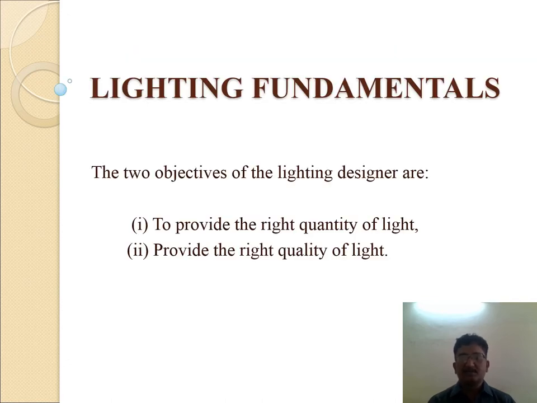In the last class we saw the lighting fundamentals. Lighting has two objectives of lighting design. So what are the two objectives? One is to provide the right quality of light and the other is the right quantity of light. These are the two objectives, and we have to focus on the fundamentals of lighting.